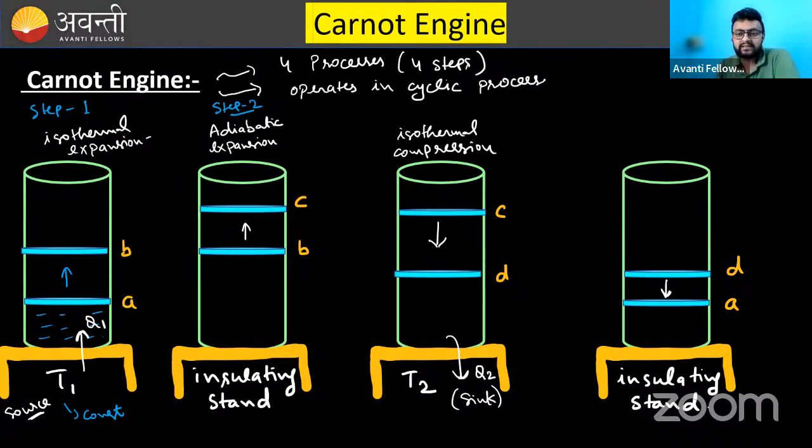A is the starting point. Gas is again compressed. Now you can see that everything is insulating, so the process is adiabatic compression.